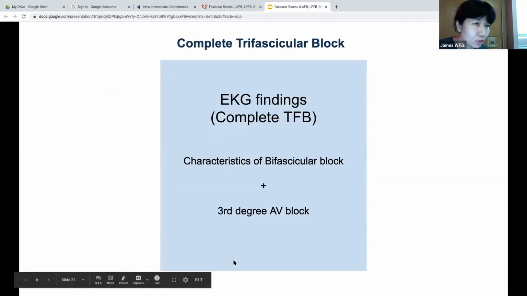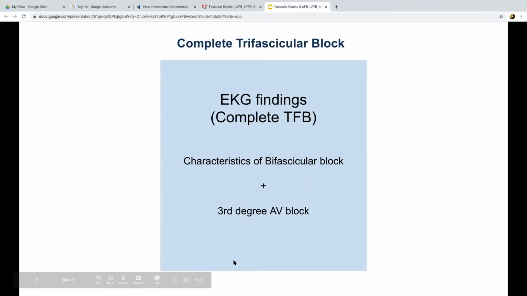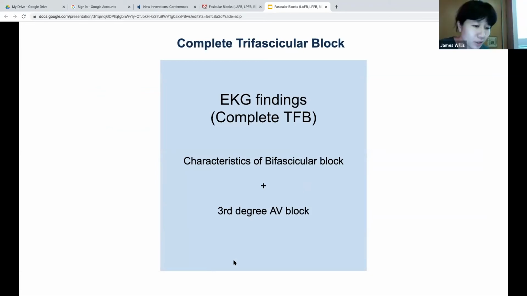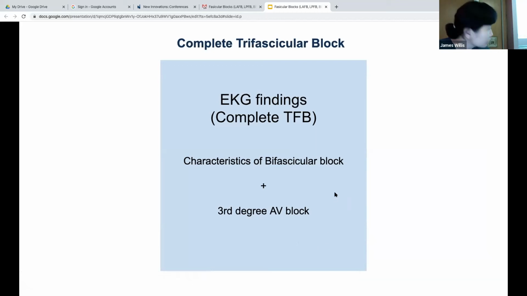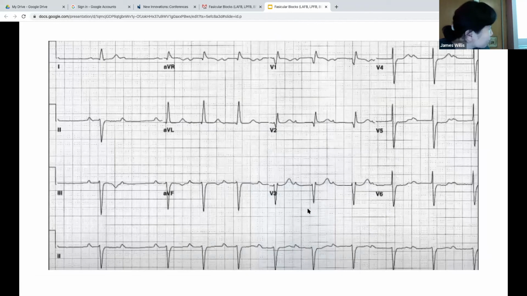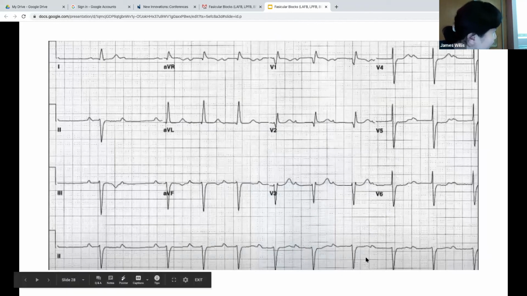And there's also what's considered a complete block. Part of this criteria is having a third degree AV block. So I think in most of these patients, you would first recognize this part and be treating them for that. And then maybe later put on our thinking hats and wonder if there's a trifascicular block, and then you can look for that. So let's go through just a few of these EKGs that are a little wacky.